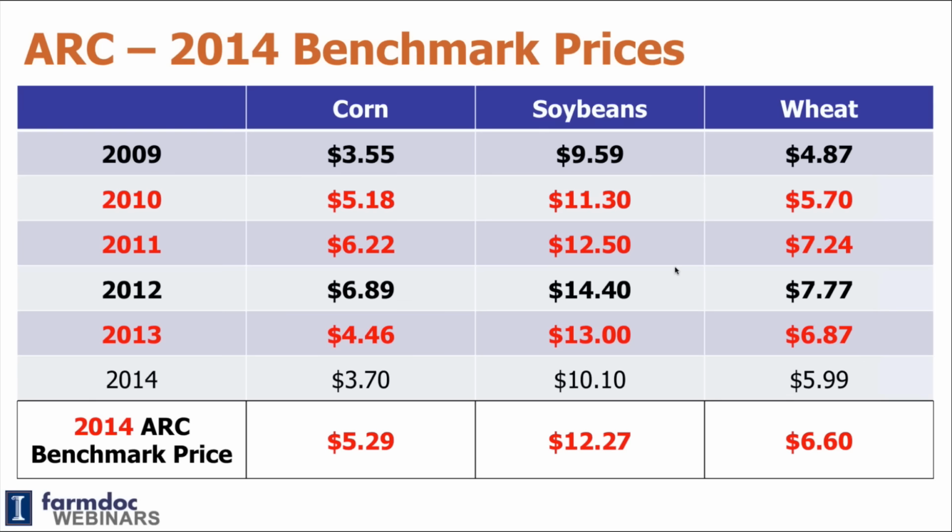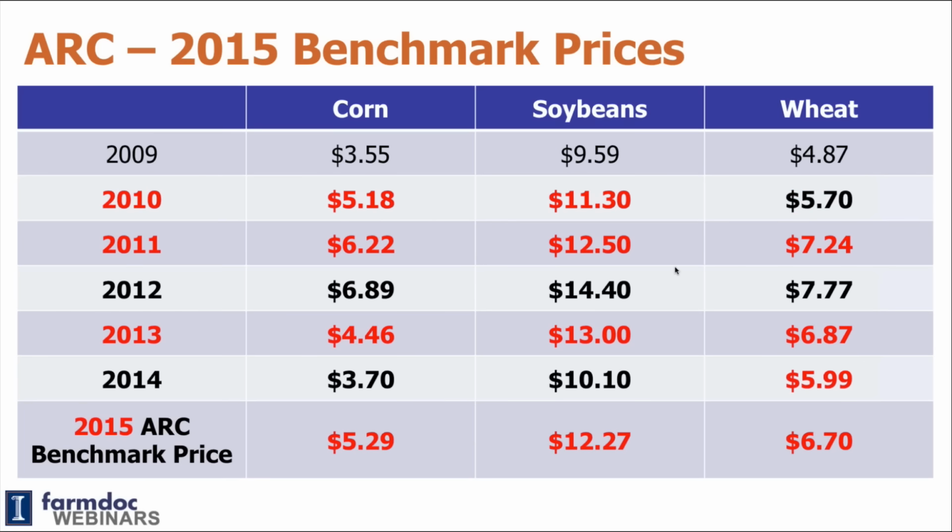Transitioning to 2015, we have the 2009 price roll off, the 2014 price come on. But in the case of corn and beans, we dropped the low price from 2009, and we added what ends up being the low price for 2014 when we do that Olympic average. So it's the same three prices that determine the 2015 benchmark. So even though we saw prices come down in 14, that benchmark did not change for corn and beans, and actually increased a bit for wheat.